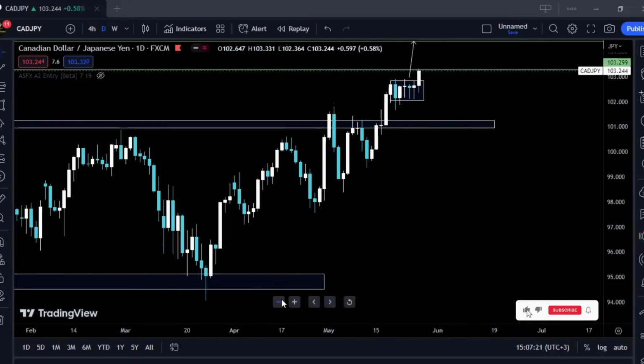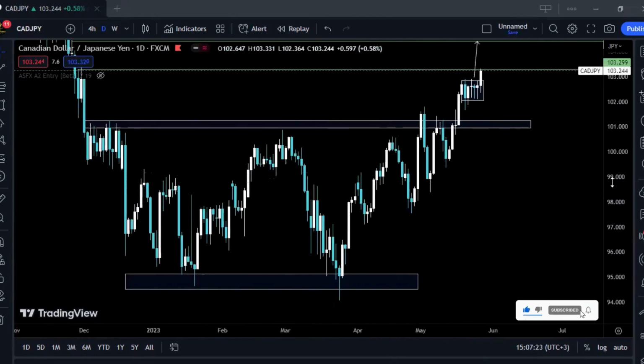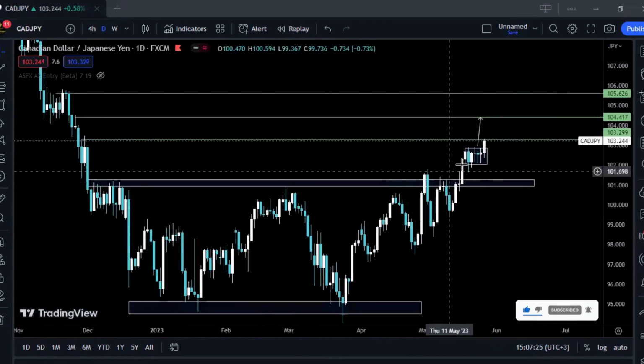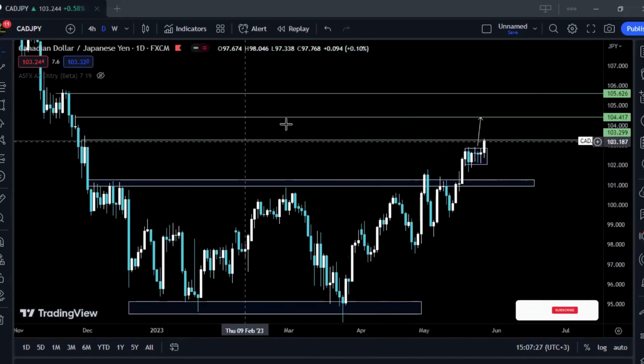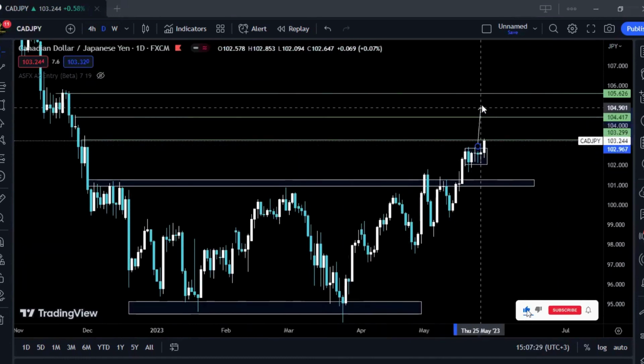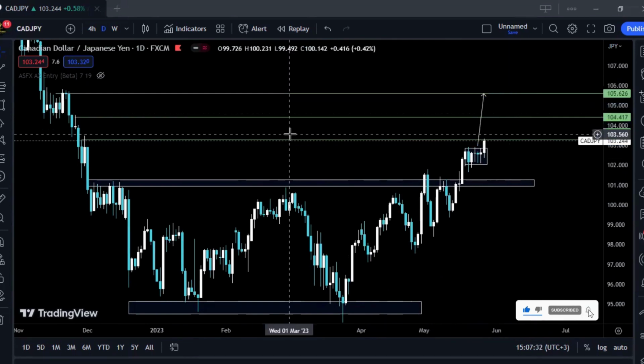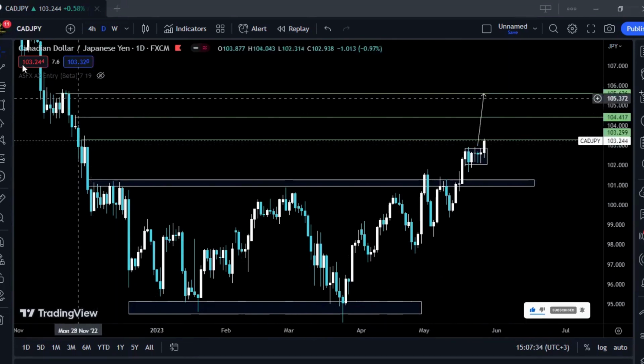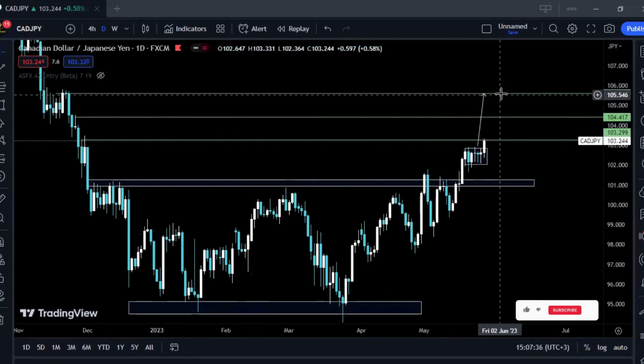CADJPY. This, I'm anticipating to see prices keep on pushing higher. Main targets are obviously somewhere up here. As you can see, this is a gap pattern. It has to be filled. So prices, I'm looking for them to reach up here.